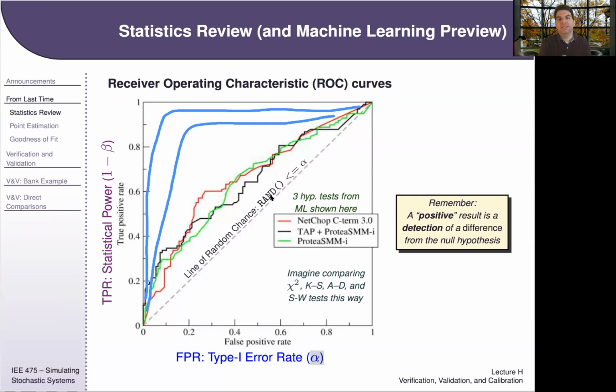And what I want you to see here is there is a fundamental trade-off between type 1 error and statistical power, which is effectively between type 1 error and type 2 error. If you ask for a low type 1 error rate, you will necessarily get low statistical power. Likewise, if you ask for high statistical power, you are necessarily going to get a higher type 1 error rate.